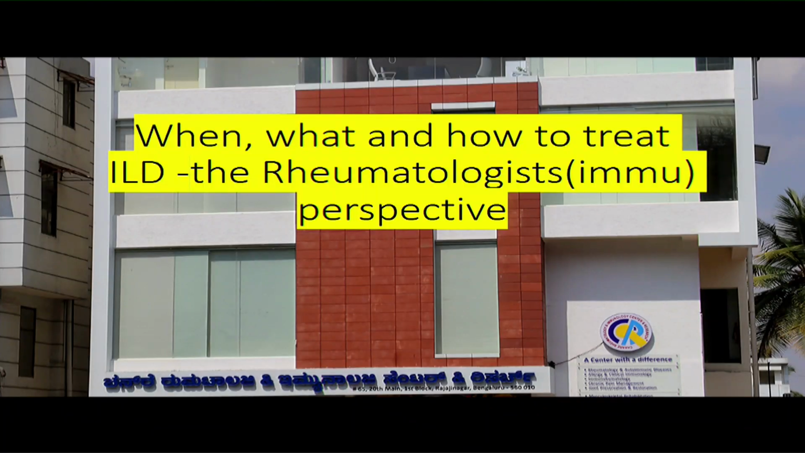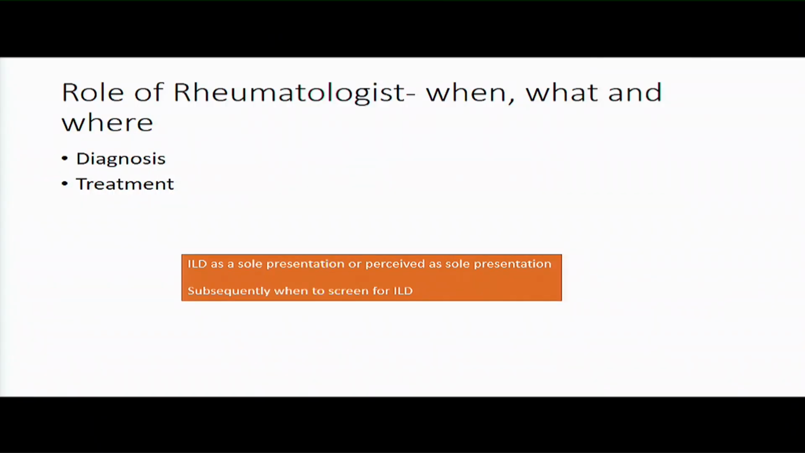Thank you, Chairperson, for a nice introduction. At the outset, I thank the organizers and the scientific committee for thinking I am fit to answer some of the questions which we are still pondering upon: when, what and how to treat interstitial lung disease, the rheumatologist's perspective. I have just put a small bracket, an immunologist's perspective too, because most of the talk I will be focusing on the areas where we look at interstitial lung disease from the immune perspective, because that's how we are now trying to look at the diseases from autoimmune disease perspectives.